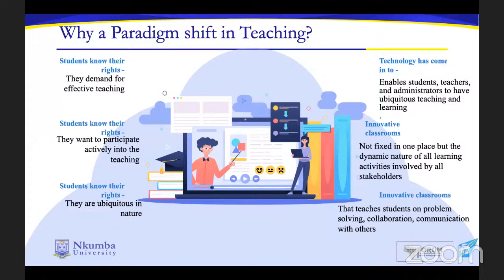Students are sort of on the move. We have so many students who are working class, who can be sent anywhere across the world and would want to continue learning. And therefore, they need that sort of learning which is ubiquitous in nature. And we are so lucky that technology has come in to enable all this to happen. It can allow the ubiquitous, it can allow content sharing. So technology is just ready to support this paradigm shift.